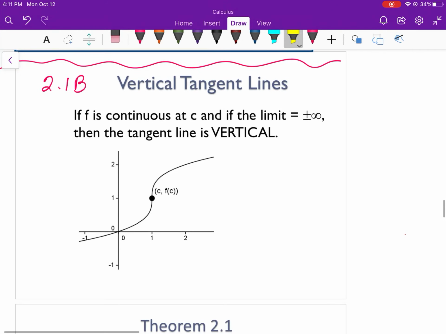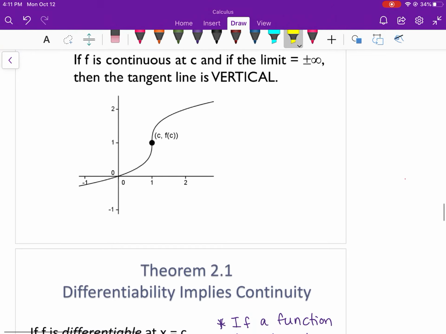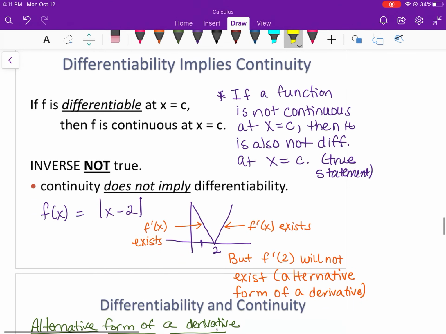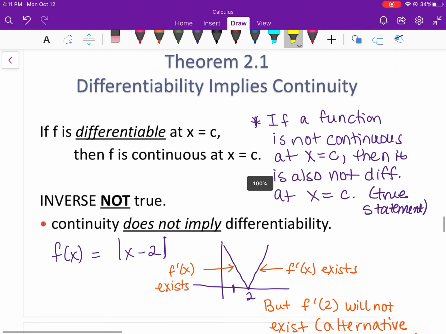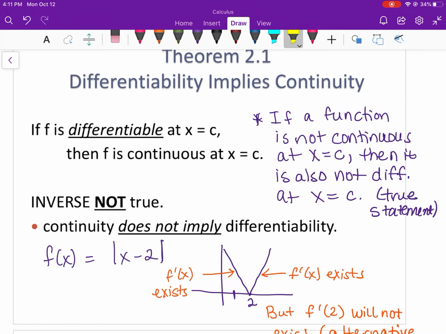Then we started talking about vertical tangent lines. A vertical tangent line happens when you try to find the tangent line at c, and that tangent line is vertical. And we have some different ways to say differentiability implies continuity. The first one is a very basic if-then statement: if a function is differentiable at c, then we could say it's continuous. And it's also true to say if a function is not continuous at c, then it's also not differentiable.